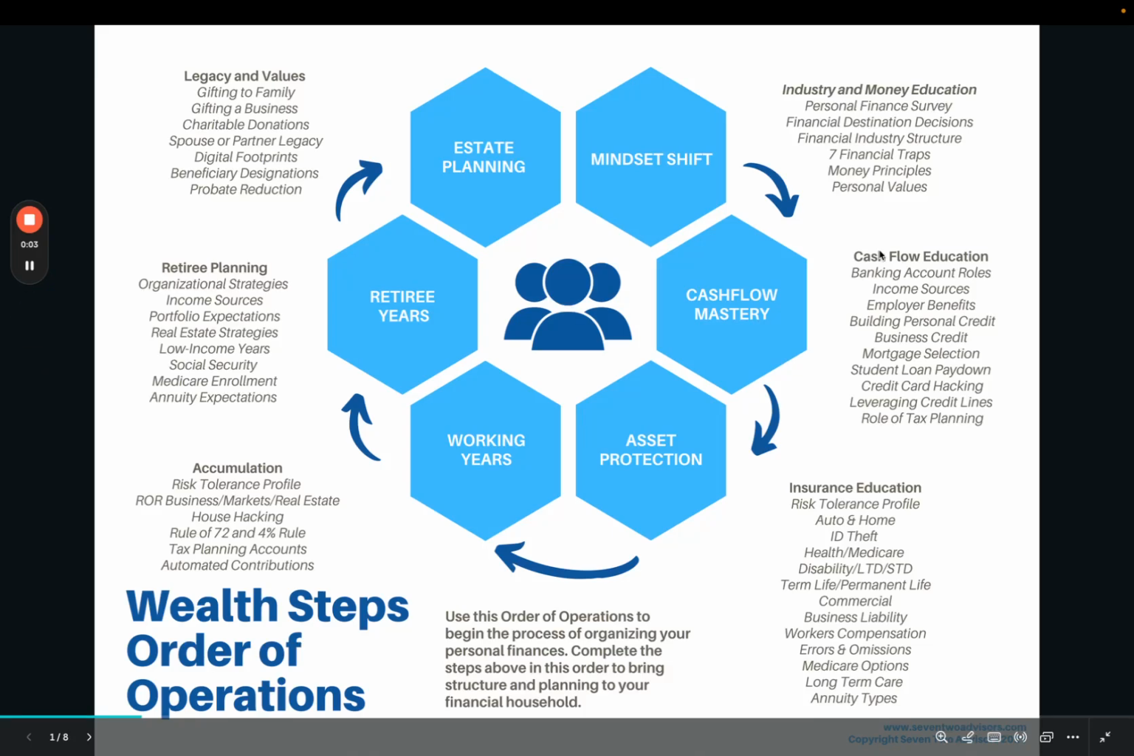Welcome back, and continuing to work through the retiree years of Step 5 in the Wealth Steps Order of Operations. And this one, we're going to specifically talk about real estate strategies, maybe a little bit of the low income years in retirement. A lot of times that's pre-retired, but real estate is an area that I see a lot of people, especially when they're in their accumulation phases.